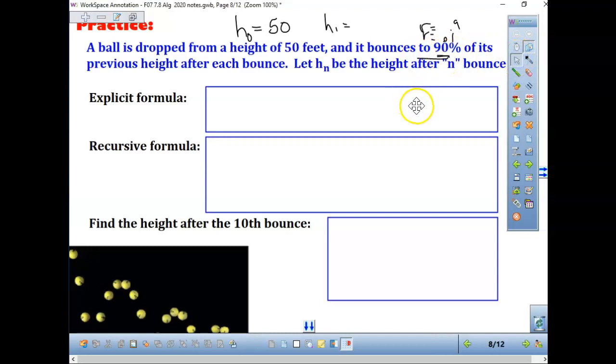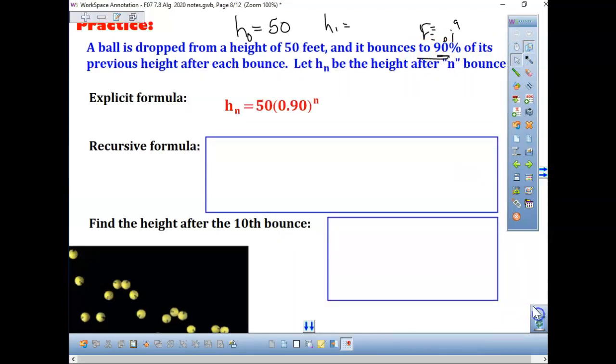So when we are taking a look at our explicit formula, this is what I'm going to be looking at. H to the n equals 50 times 0.9 to the n. You can use 0.9 instead of 0.90. Why to the n? Because it's n minus 0, right? So if you want to actually write n minus 0, you could, but n minus 0 simply is an n.